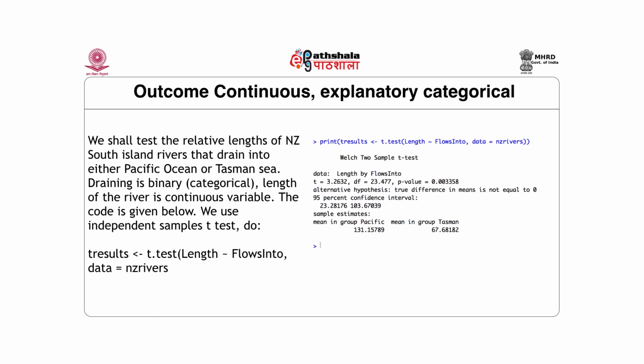So we decided to put together a t-test. And this t-test, as you can see, we first indicate the outcome variable, the length, flows into as the categorical variable, and then we find out the t-test results. You can see that it produces the mean values, it produces a t-statistic, and it gives you the p-values.